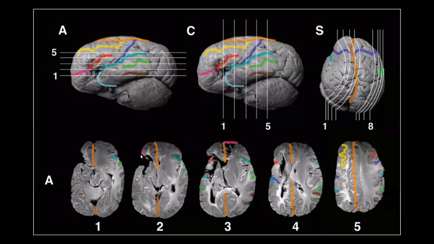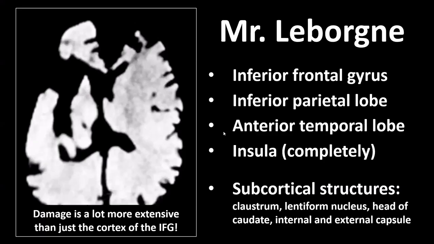These are MRI images of the brain of Victor Le Borgne, and over here we have a defect in the inferior frontal gyrus, but we also see a defect involving the superior temporal gyrus. The insula seems damaged, as we can see here. We see that there is a large area of subcortical tissue loss. So MRI basically confirms what we already saw on the CT images. The damage is a lot more extensive than just the inferior frontal gyrus.